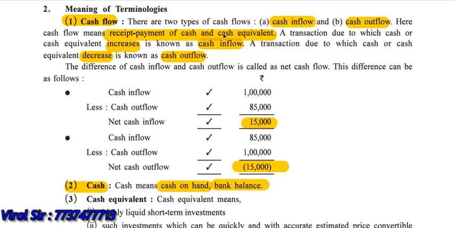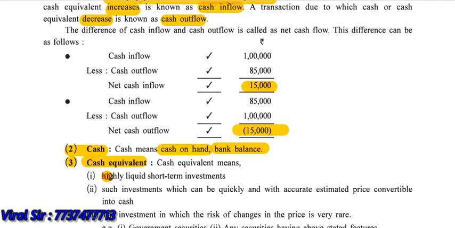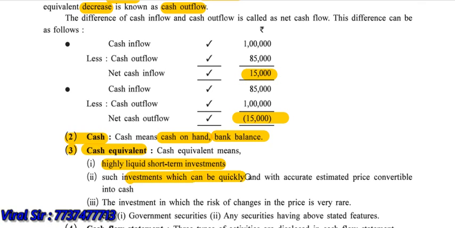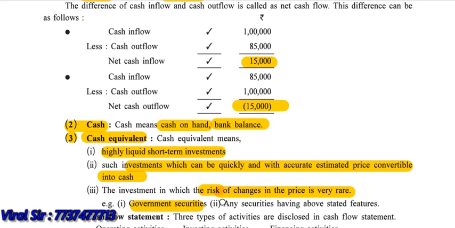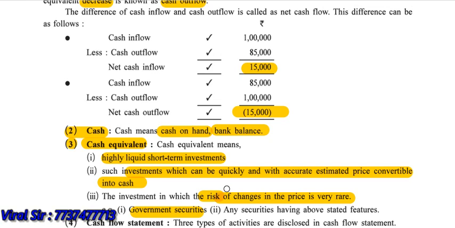Okay, and now the third one is cash equivalent. What is cash equivalent? Cash equivalent means highly liquid short-term investment which can be quickly and with an accurate price converted into cash, an investment in which risk is very low, like government securities and so on. In easy language, I will discuss cash equivalent.